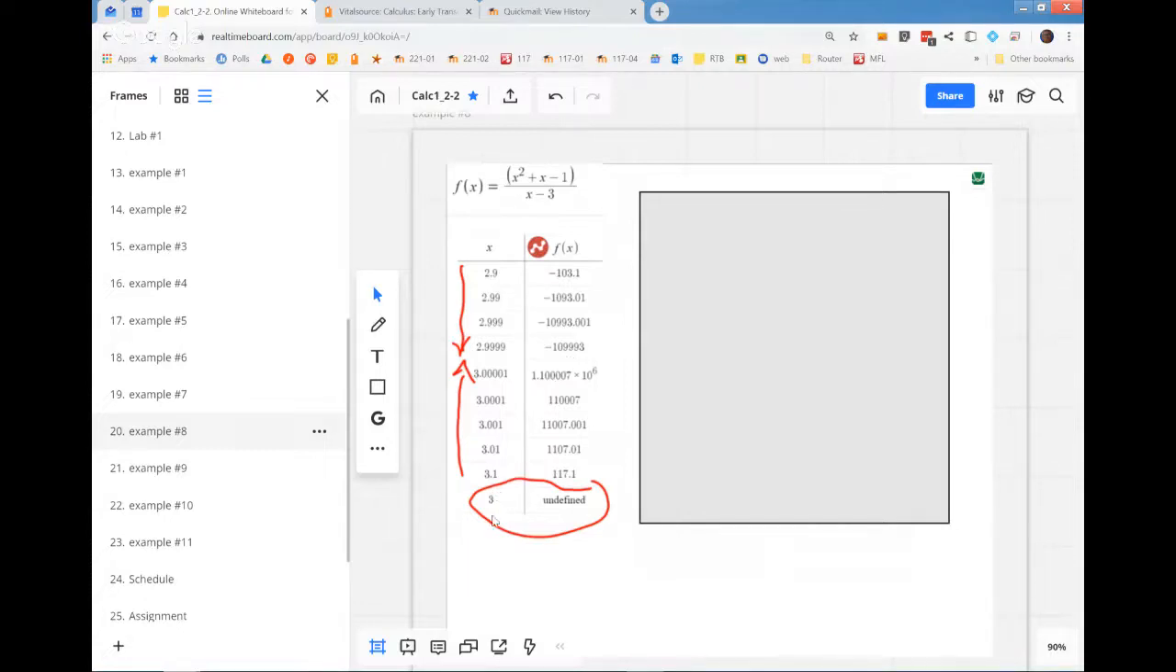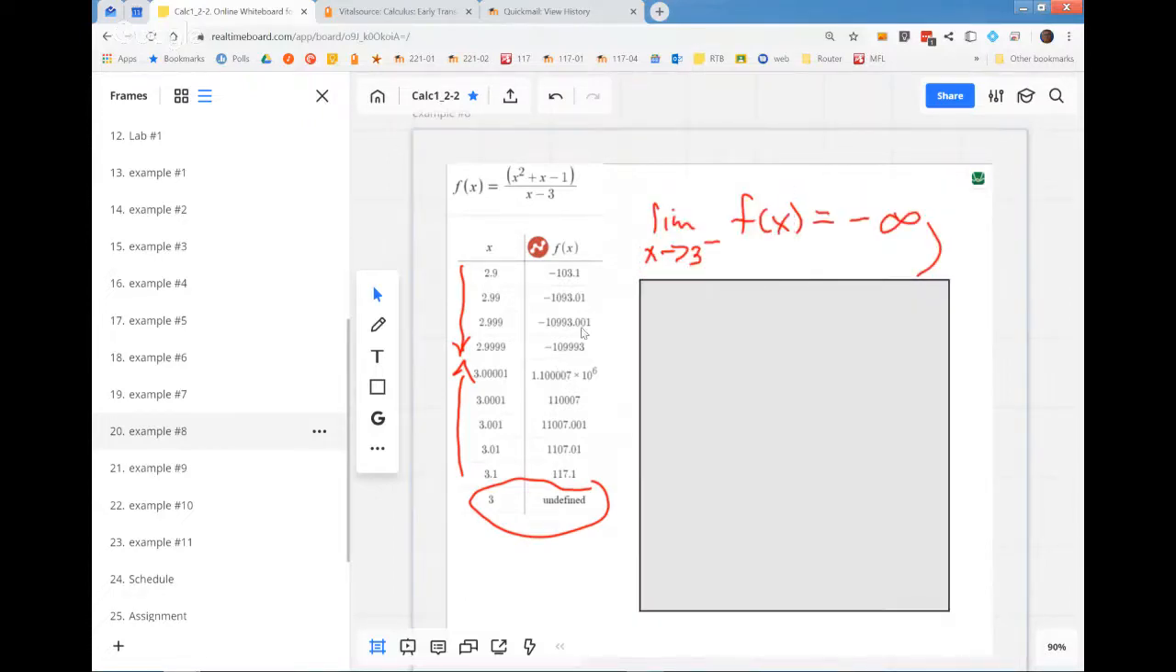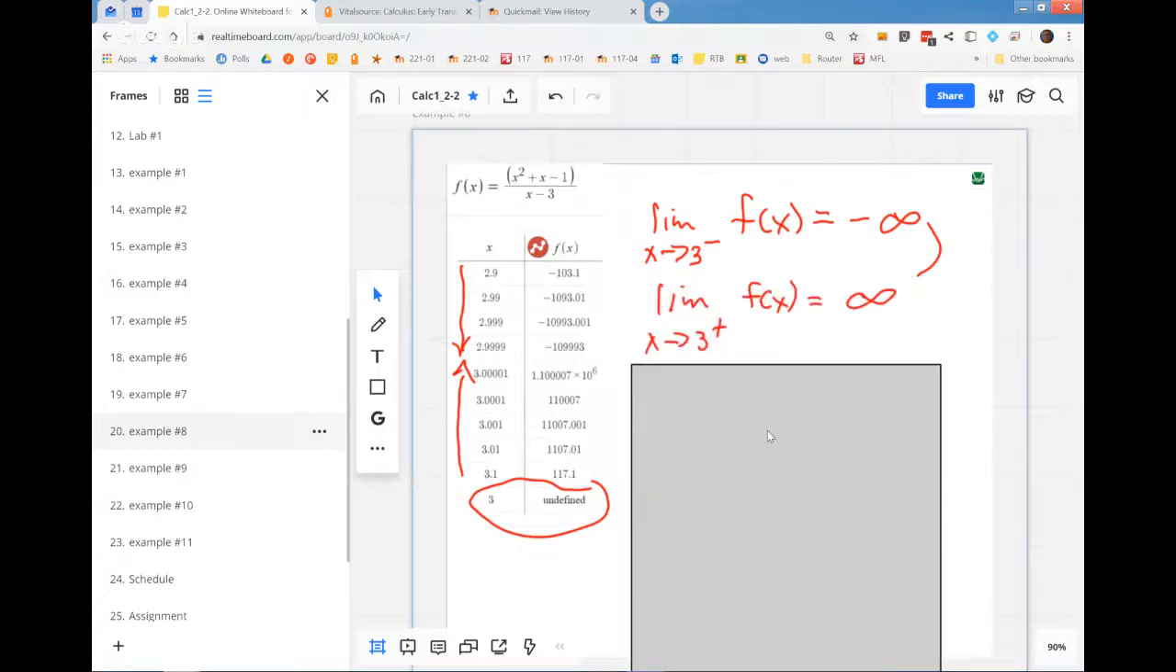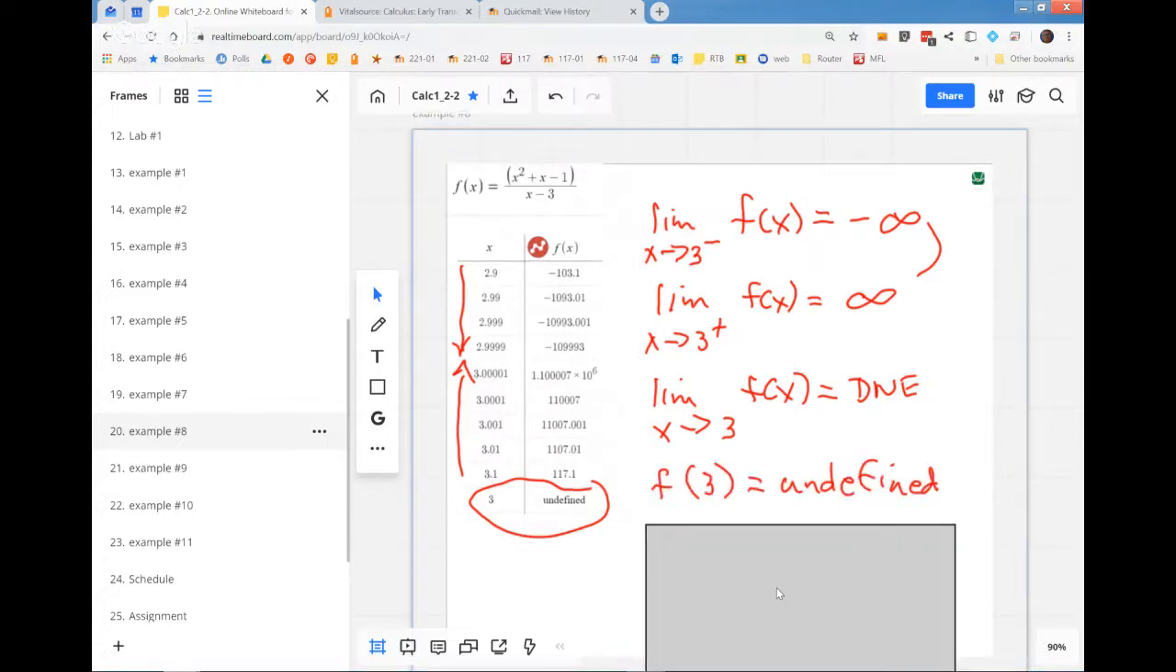As we're approaching 3 from the right, I again have 1.1 times 10 to the 6. In other words, another huge number, but this one's positive. This means 1.1, move the decimal 6 places to the right. So this is just as big, only positive. So we have a big negative and a big positive, and the two don't meet. The left-hand limit would be regarded as negative infinity, the right-hand limit positive infinity. They don't agree, so it does not exist. And when you plug in 3, you get garbage because of division by 0.